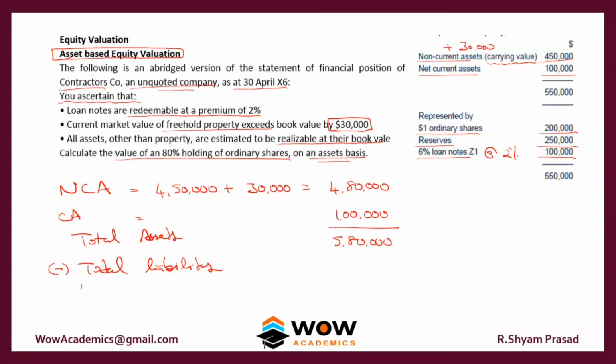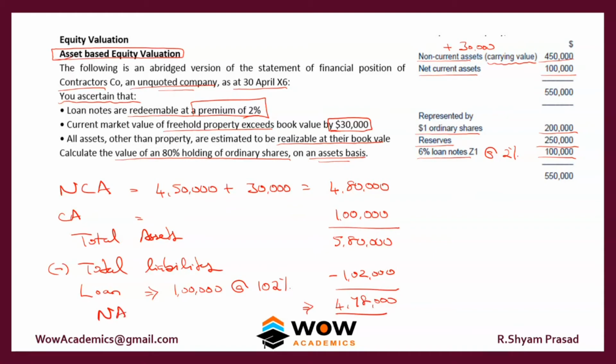Here we have the loan. This is a long-term liability, and it is realizable. It can be redeemed at a 2% premium, that's what they say here. So if 100 is the book value, 2% is the premium, so we can redeem it at 1,02,000. So the total value comes to 4,78,000. So this is the NAV.